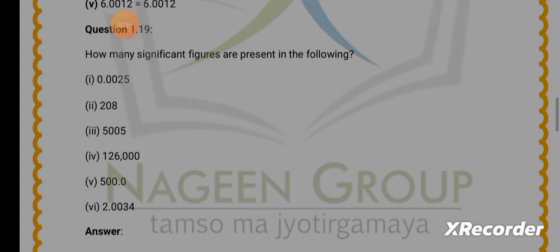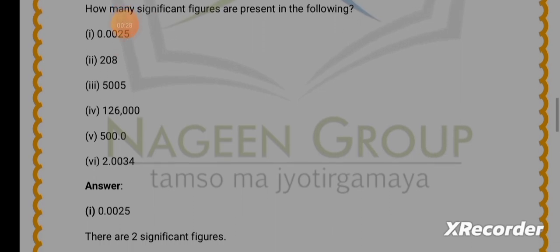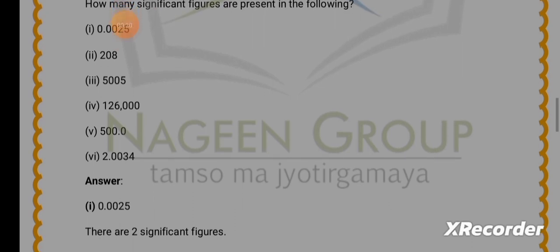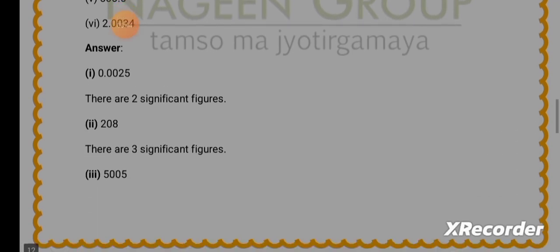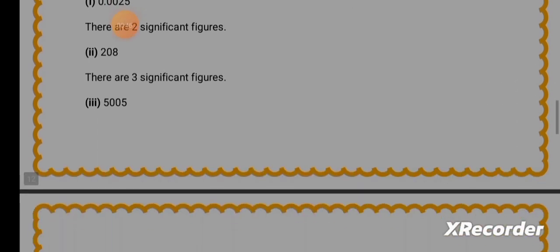0.0025. Now you know that only the non-zero digits are significant, because the zeros are written on the left side. So the left-side digits are not significant, and there are only two significant figures. Now the second is 208. There are three significant figures.